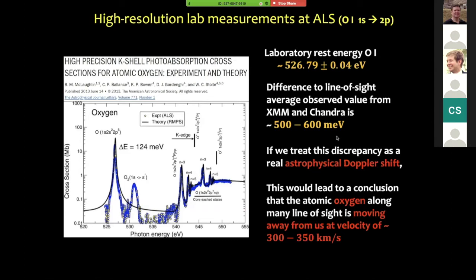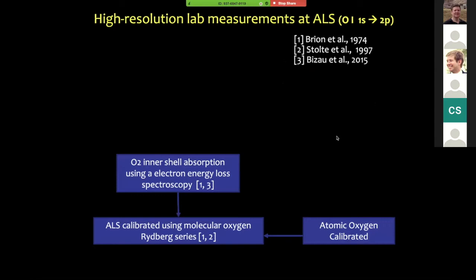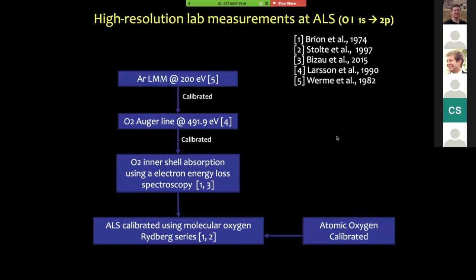which is a dubious conclusion. What we found out is that the atomic oxygen value from the ALS was actually calibrated with the molecular oxygen Rydberg series, and the wavelength standards for the molecular oxygen Rydberg series come from another experiment with electron energy loss spectroscopy. And those experiments were calibrated with another line, and with another line. So there is a chain of calibrations which might have contributed to the issue with this atomic oxygen value which we got from the ALS.